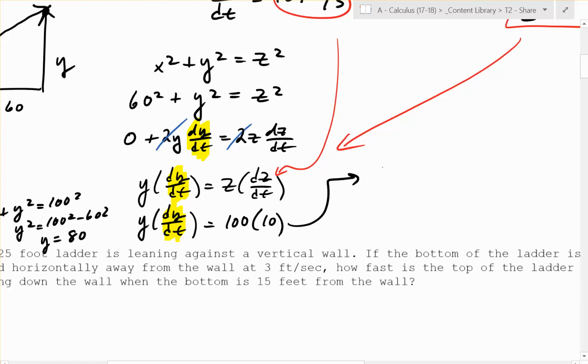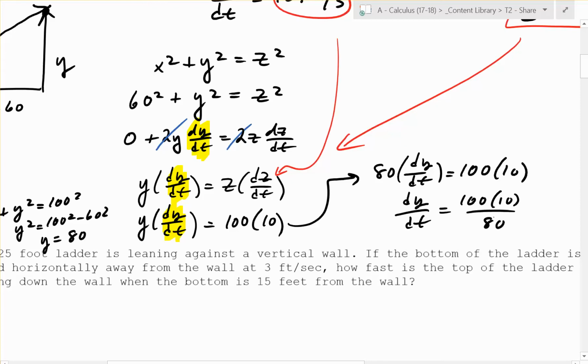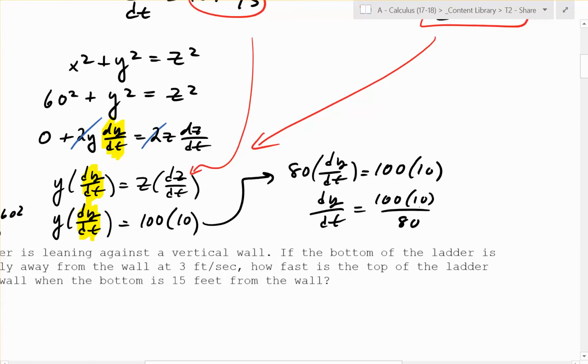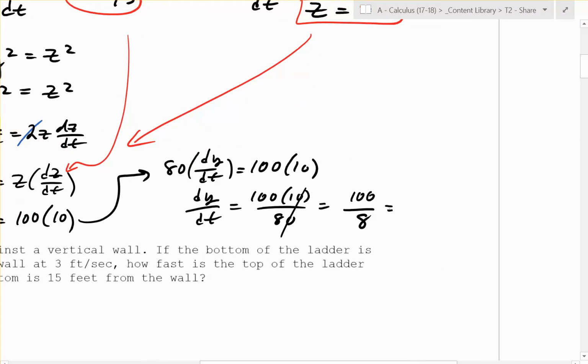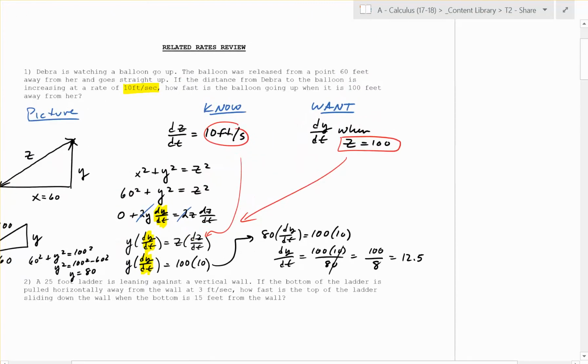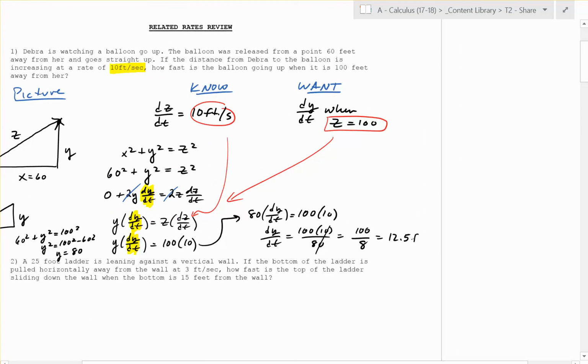It means that 80 times dy dt is equal to 100 times 10. So therefore dy dt is equal to 100 times 10 over 80. You notice I didn't multiply it out. So this cancels, so you can cross out the zeros there. So you end up with 100 over 8, which is 12.5. And which one is how fast the balloon is going up? So this is going to be 12.5 feet per second right there.